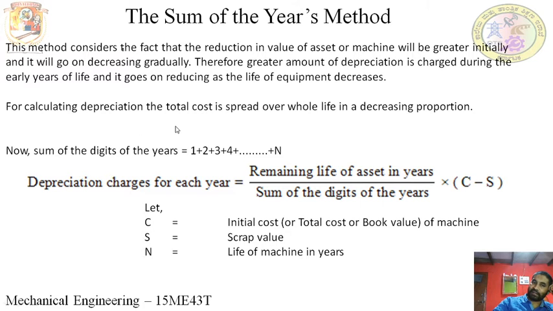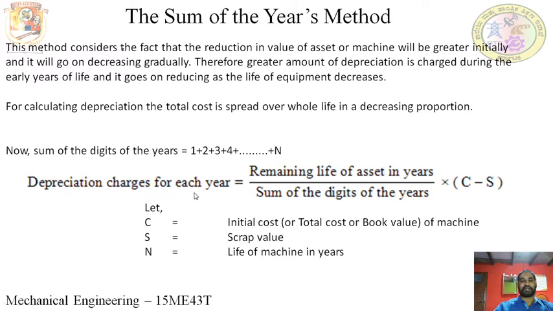For example, if the life of the machine is 6 years, then we have to add 1, 2, 3, 4, 5, 6. That will become 1 plus 2 is 3, plus 3 is 6, 10, 15, and 21. So for the first year, you have to calculate 6 divided by 18. For the second year, you have to calculate 5 divided by 18, 4 divided by 18, like that. 6 years you have to calculate.